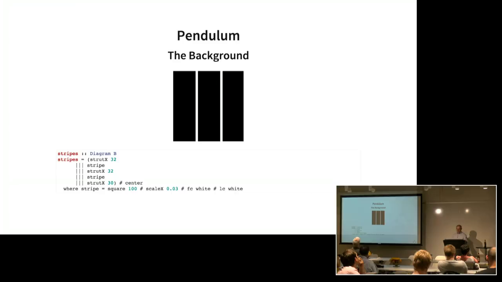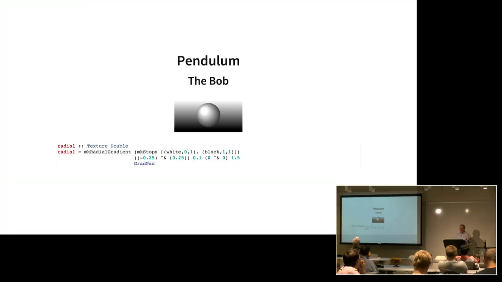The ball at the end of the pendulum is actually called a bob, not a Robert, but a bob. And by giving it a gradient, you can get a pretty good 3D feel for it, actually make it seem like a sphere. And that brings up the fact that we have the ability to do gradients in diagrams.